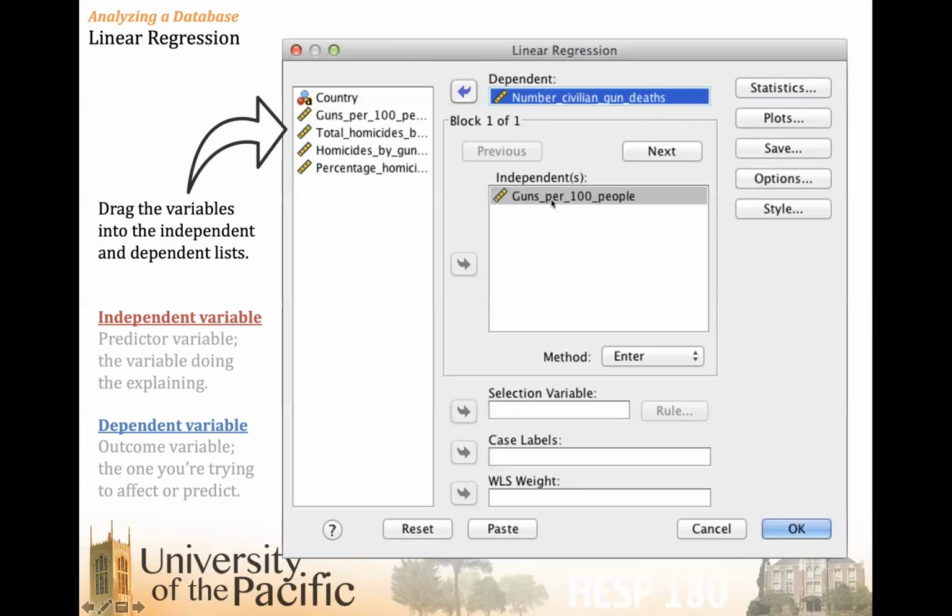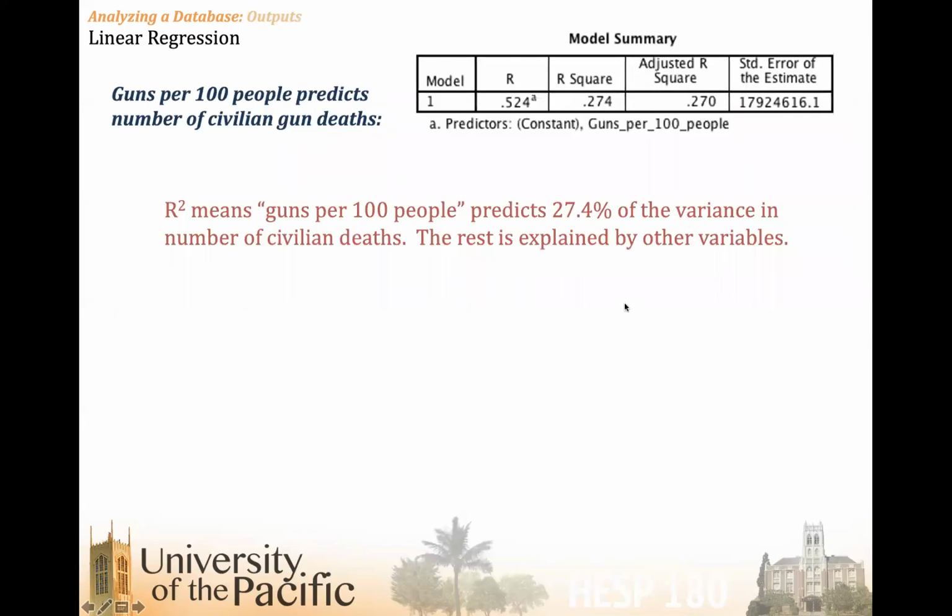And so if you use your independent variable, guns per 100 people, and your dependent variable, number of civilian gun deaths, we can actually just say okay right here. Now, you'll probably want to click on Statistics and click on the 95% confidence interval. That's really the only thing you need to click on. And then you hit okay. And you're going to get a few boxes.